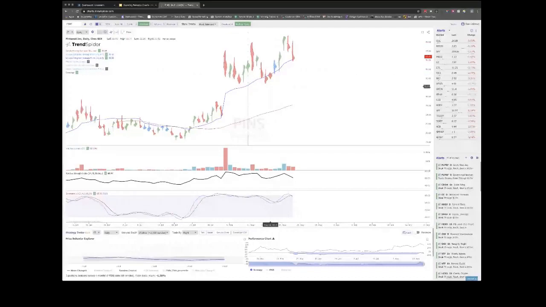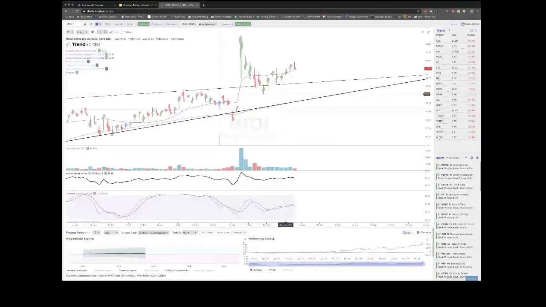So I find them very, very interesting when you see them form at any kind of support level that you may look at, right? These are the ones that I look at, but you may look at different ones. Let's see, MATCH was the other one. MATCH has been a wonderful stock for a long time.